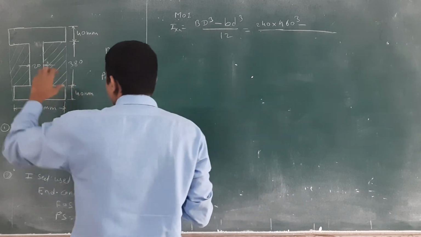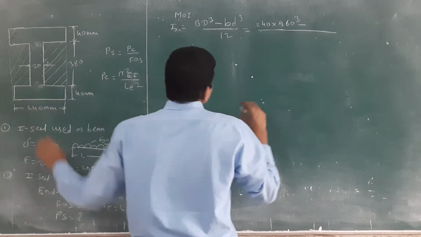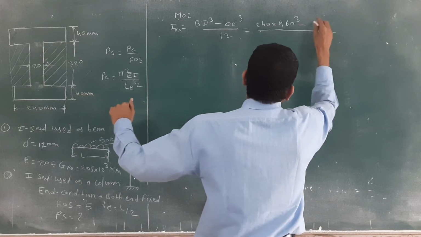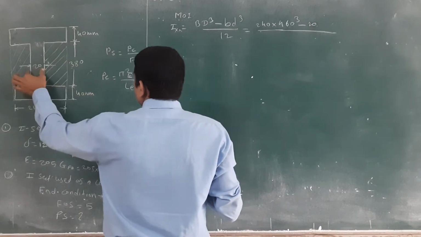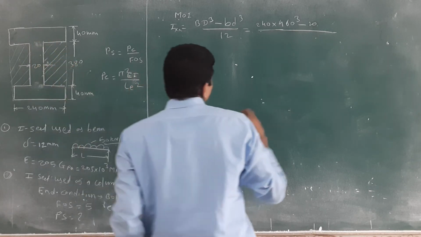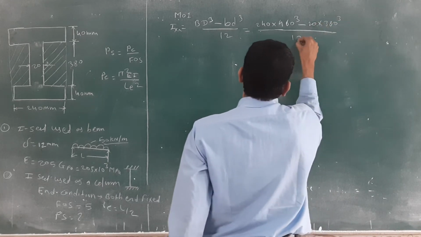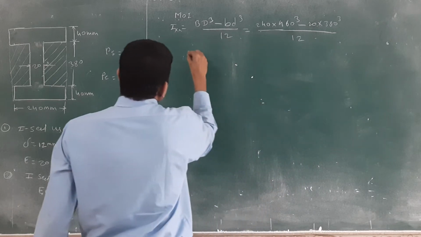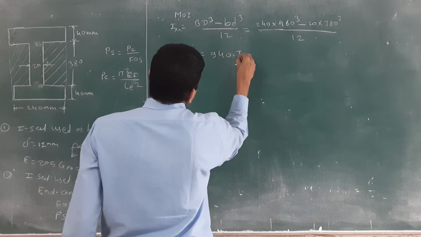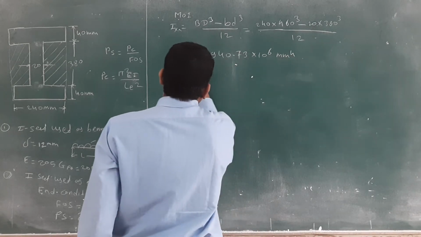Minus this small b. What is the small b? 20 is given. Check this hatching line only. Minus, sorry, the base is 20, into this distance. This distance is 380. So bd cube, 380 cube divided by 12. If you calculate this, then you will get Ixx equal to 940.73 into 10 raised to 6.